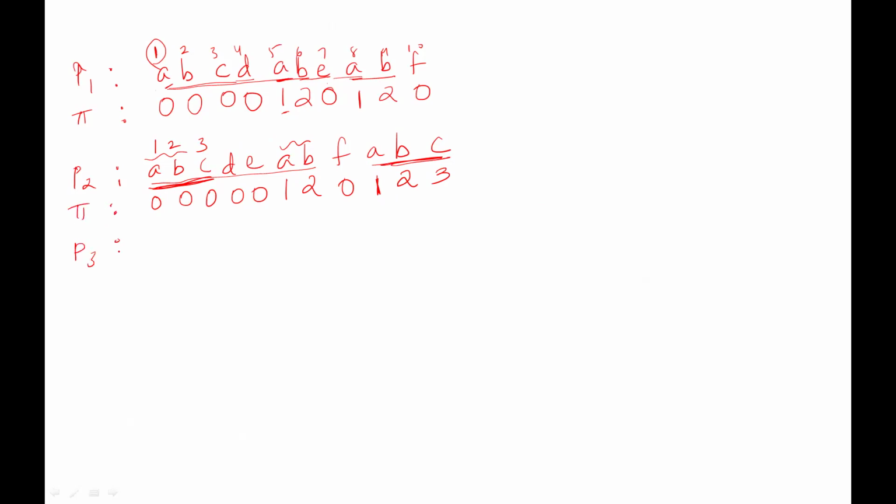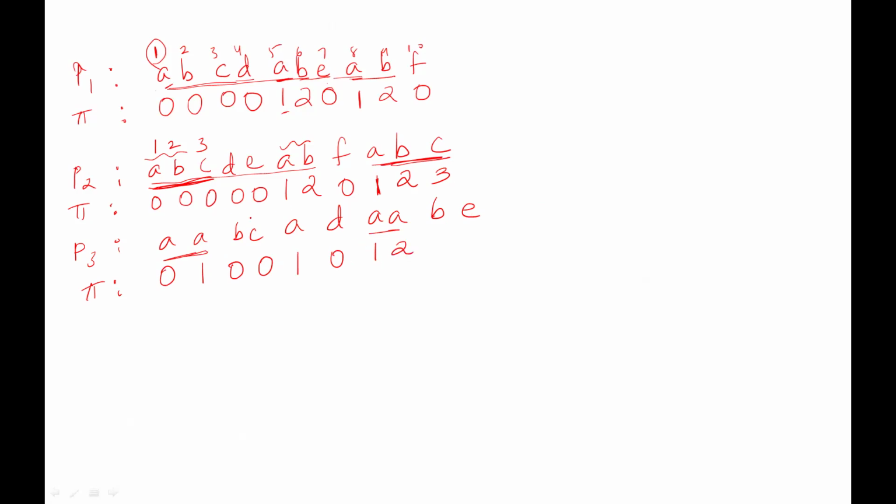Now P3 will see, say A, B, C, A, D, A, B, E. Okay, so the pi values here will be: A, first one is 0, it's matching, so we put a 1. Then B is not matching, C is not matching, A is again matching, D is not matching, A is matching. When a second A comes, there are two values here, A here and here also, so we put a 2.